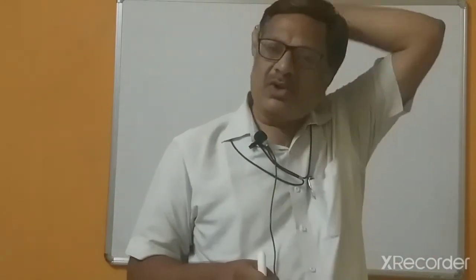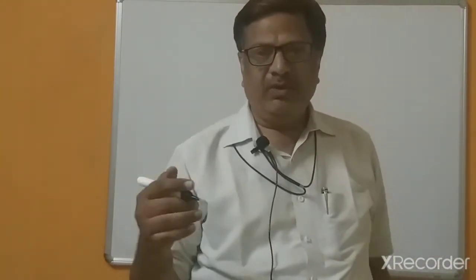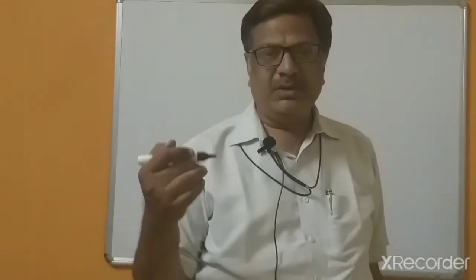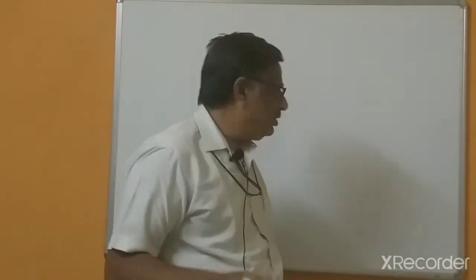The area of cross section of the flat belt is rectangular, and the area of cross section of the V belt is trapezoidal. You know what the advantages and disadvantages of the V belt are; we already discussed them in the theory part.